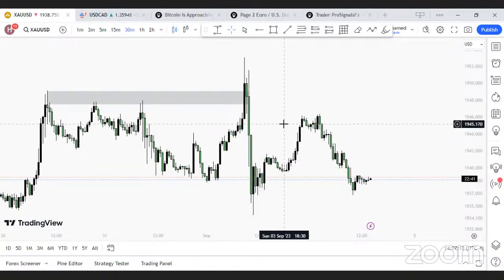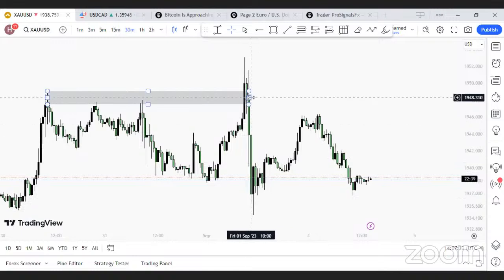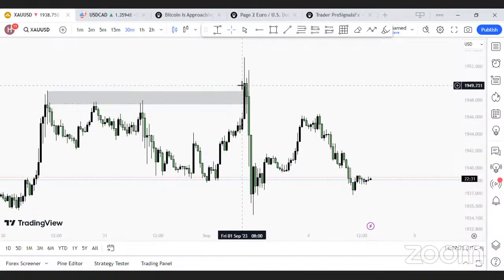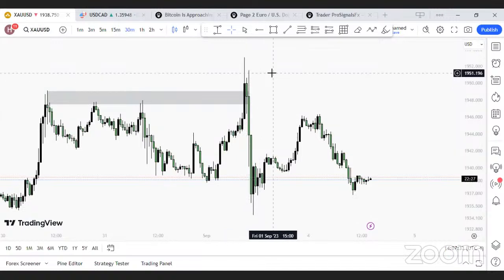You want to make sure that you are getting the direction correctly so that you can place your trade accordingly. You don't want to place a buy trade when the market is selling, and you don't want to place a sell trade when the market is buying. If you do that, you are going to lose money. That is why technical analysis is very important in forex trading.